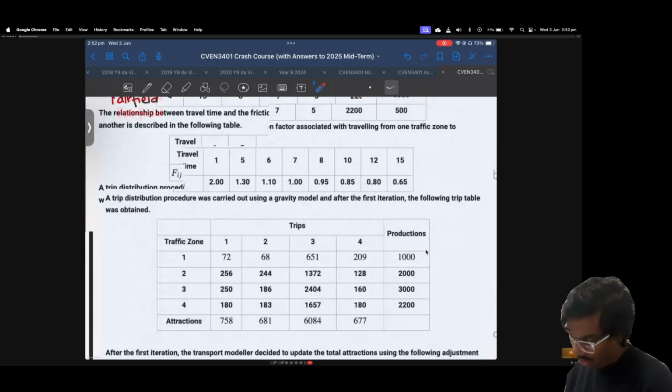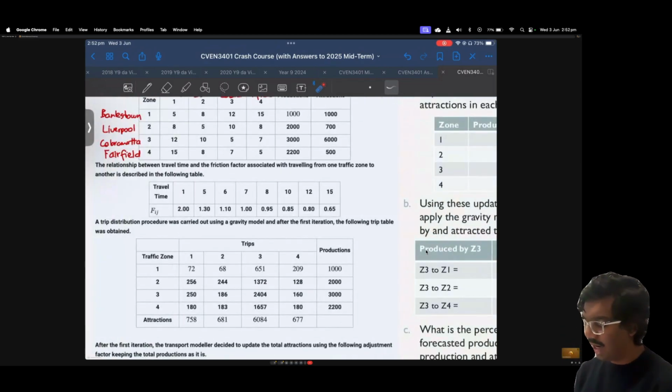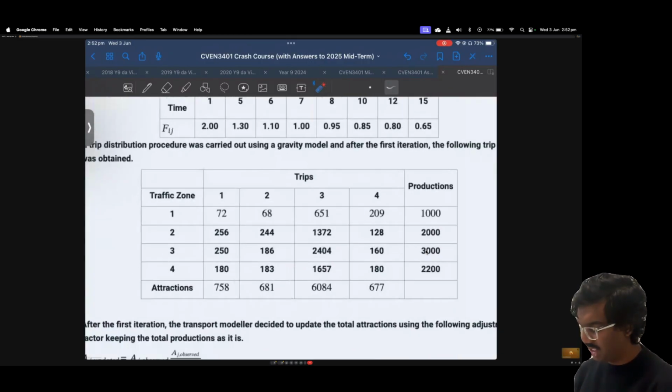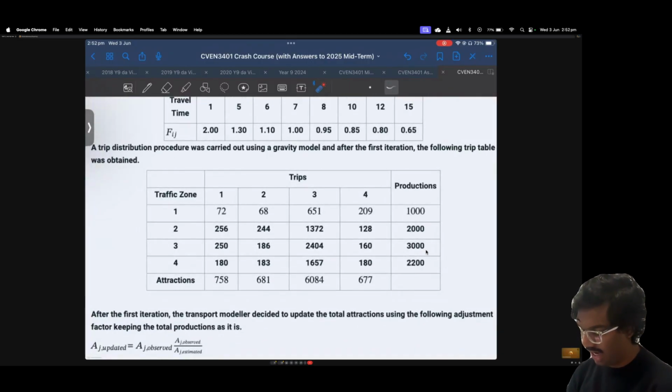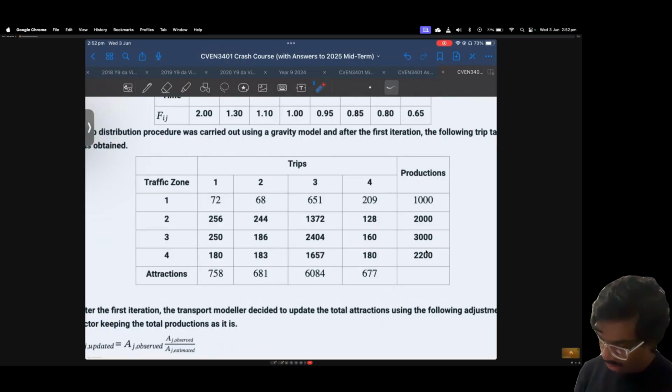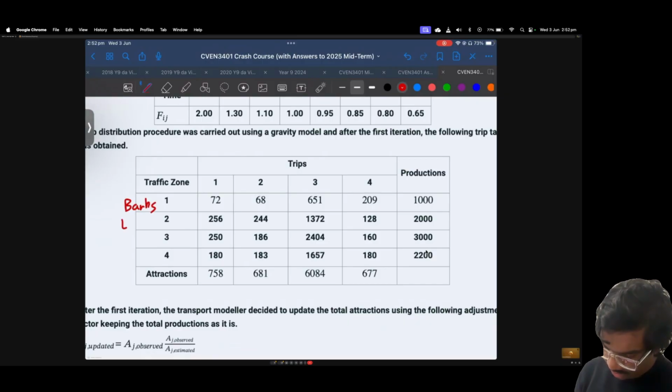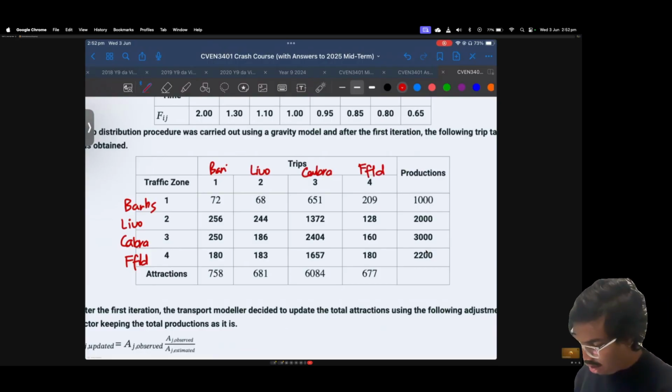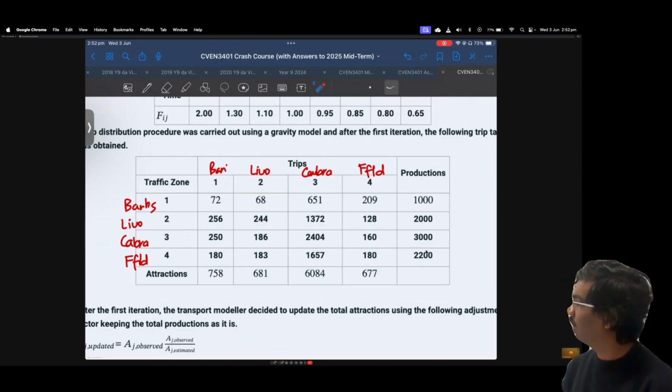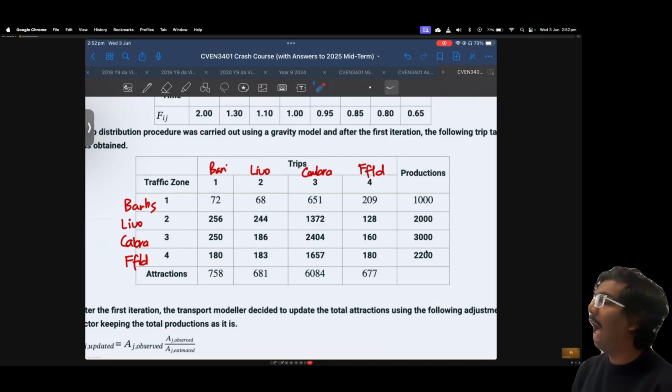Okay, so a trip distribution procedure is carried out using a gravity model, and after the first iteration, the following trip table was obtained. All right, so I will talk through the gravity model in a bit, but I really think it'll help you to actually understand what this means. So this is Bankstown, Livo, Cabra, Fairfield. Okay, so what we've done, and this is a big part of transport engineering, is we're hypothesizing how many people are going between each of these places, okay?